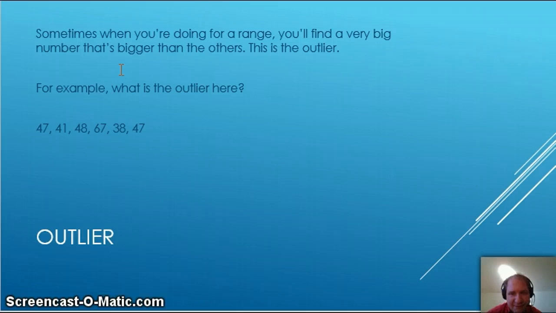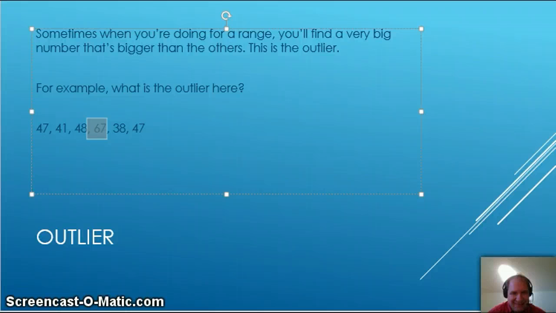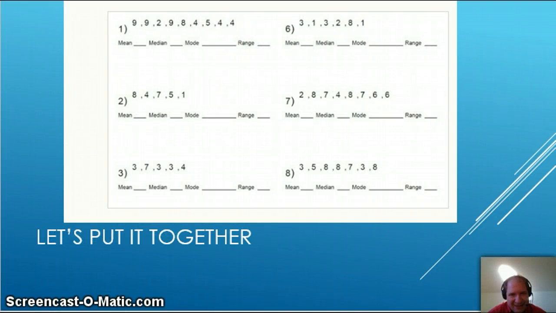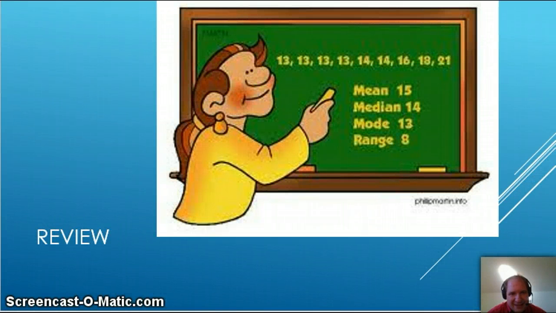For the quizzes, one more. This will be one of your vocabulary words, a great one to know here. Outlier. When you're doing something for a range, one number is much bigger than the others. Like, look here, 38, 48, what? 67? That's a big one. So we'll go over some of these in the live class, and that's kind of it.